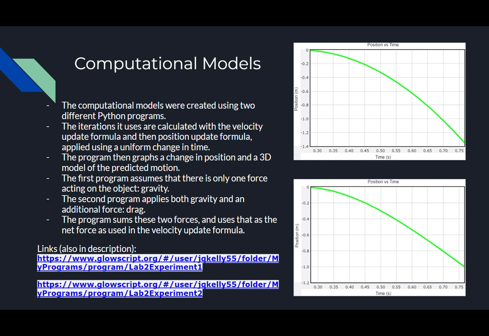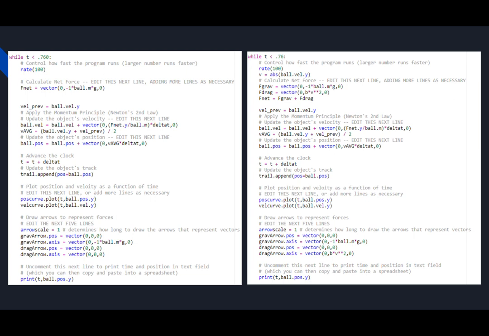The first program assumes there is only one force acting on the object, gravity. The second program applies both gravity and an additional force, drag. The program sums these two forces and uses that as the net force as used in the velocity update formula. Here are the two codes.